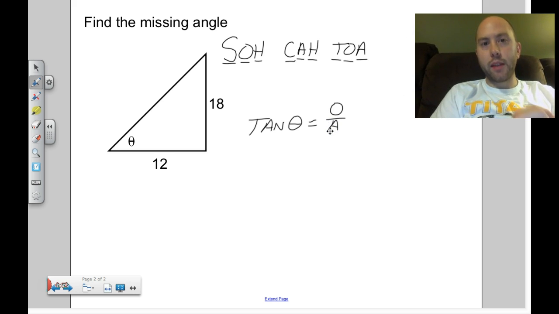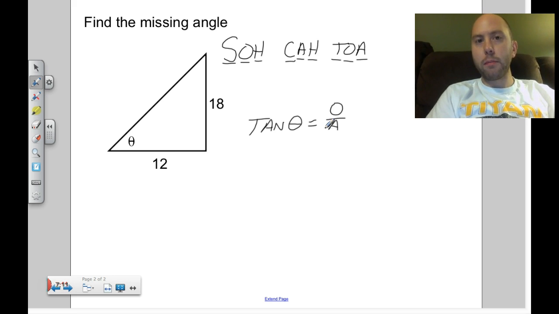Now, the thing is, I need to get theta by itself. So, this is something new. How do I get rid of tan? How do I get rid of a tangent? How do I bring tangent to the other side? Well, there's a very special button on a calculator. And again, don't forget, you guys are going to get graphing calculators in the first day of school.